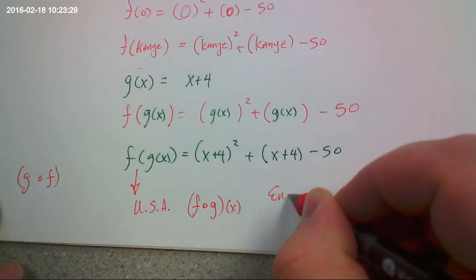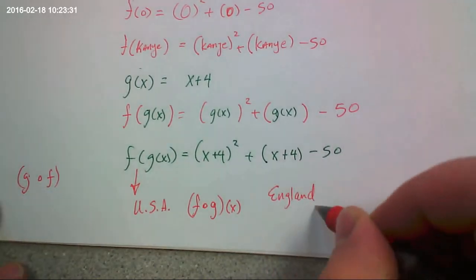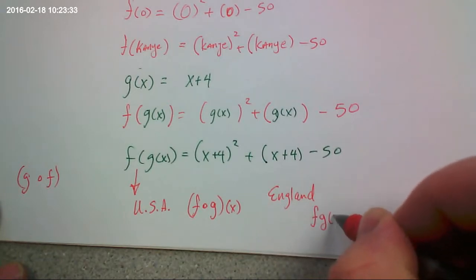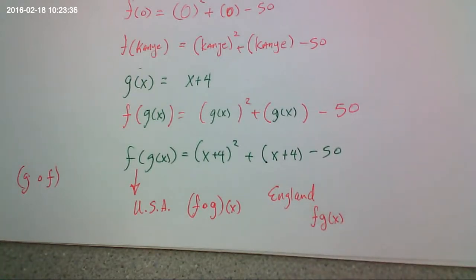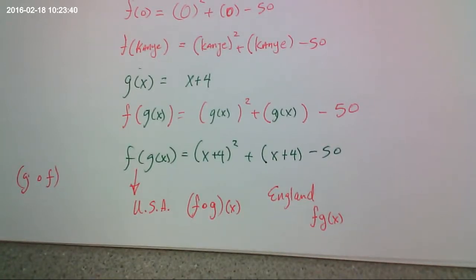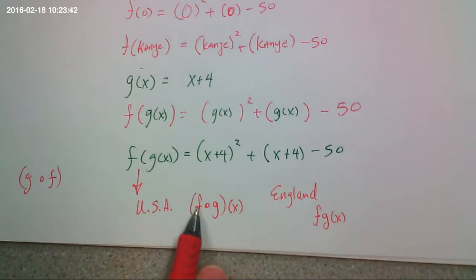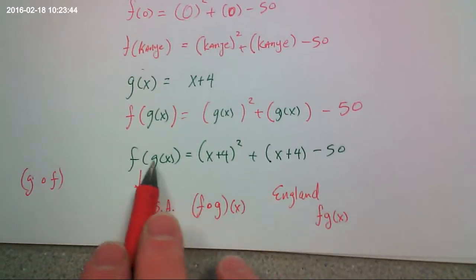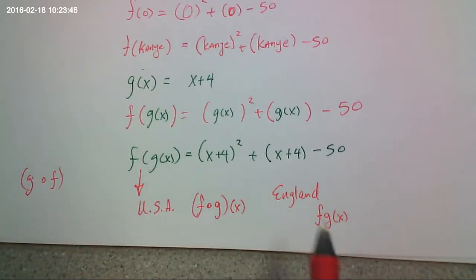In England, this is what the instructions will say. They're just written right beside each other. There's no dot. It does not mean multiply. This means composition. All three of these things all mean the same thing. They mean take the second one that's written and plug it in the first.